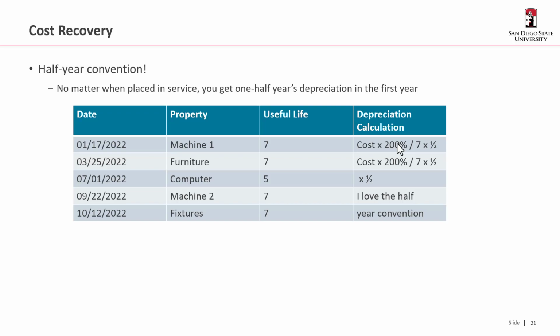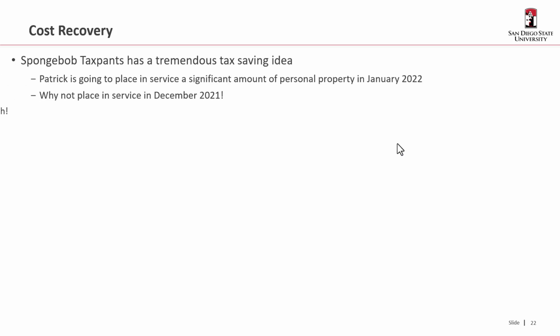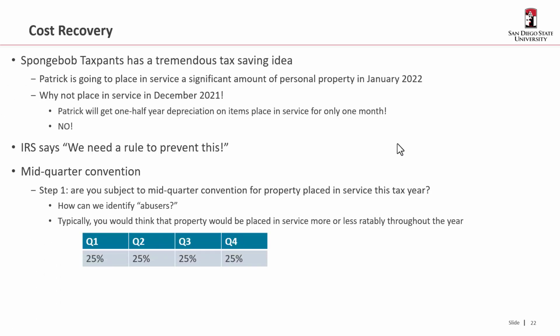And that way you get a half year's worth of depreciation. And that's really what all this SpongeBob crap says. So basically the IRS said, hey, this is not what we intended. We don't want people overloading the final quarter of their tax year with purchases of depreciable property in an effort to try to claim half a year's worth of depreciation when it's really only been in service for a day. So they came up with the mid-quarter convention.